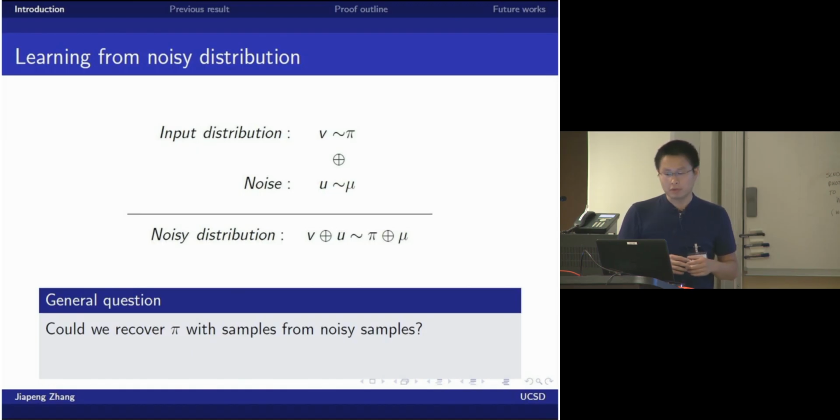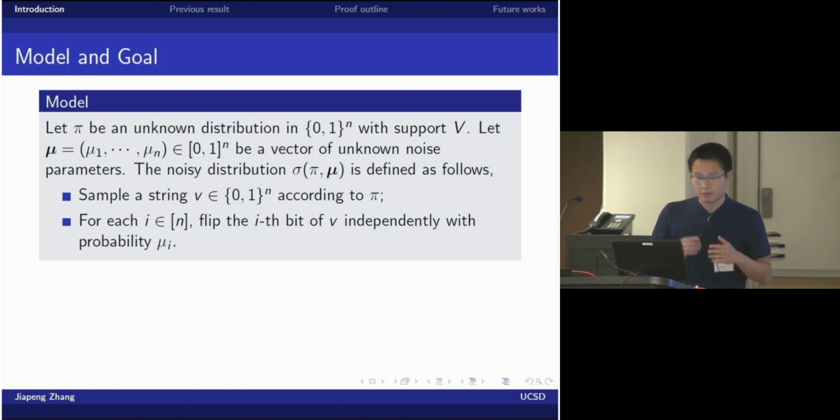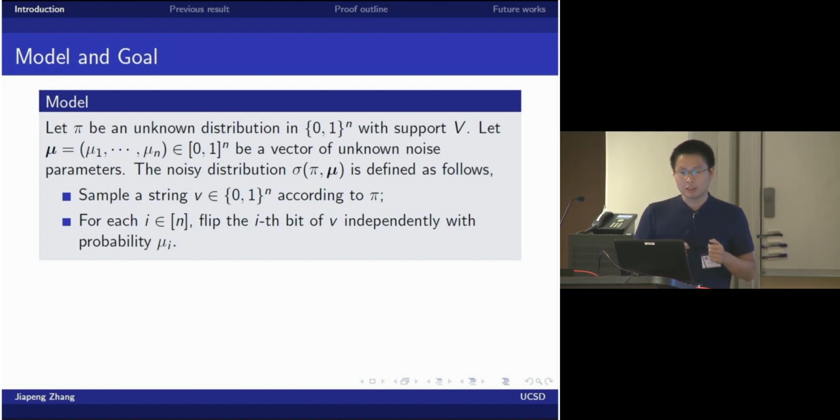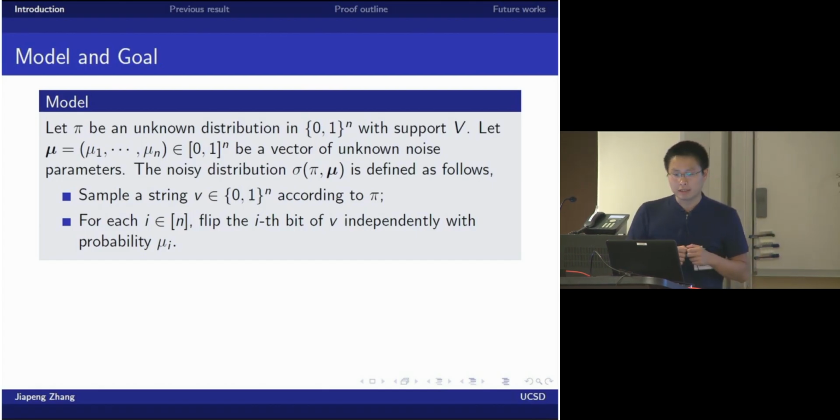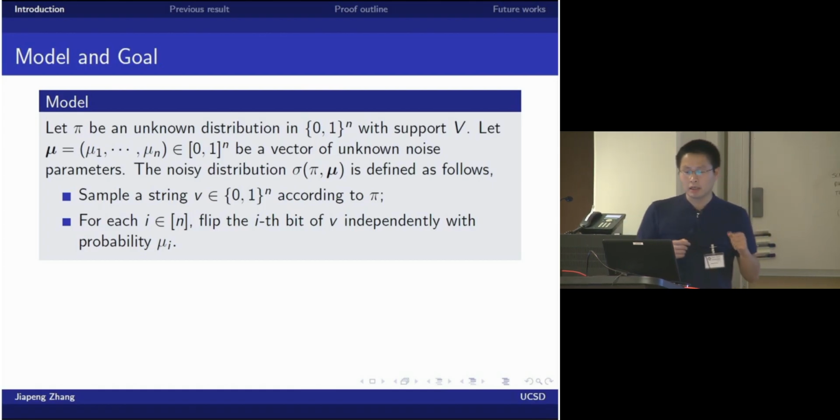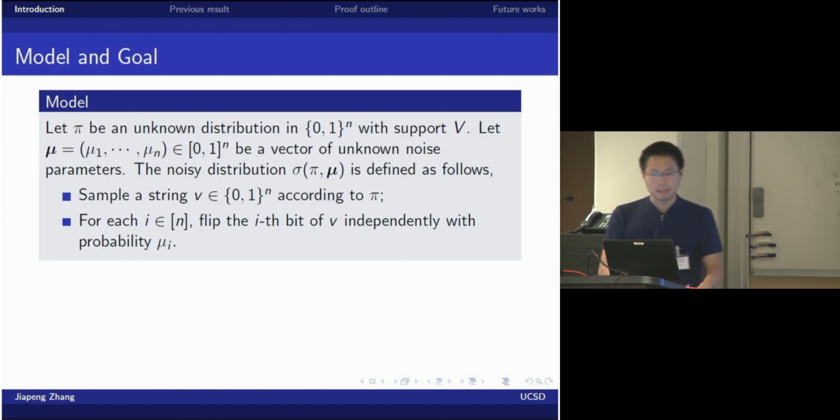In this work, we focus on Boolean strings, like in the previous talk. We can make our problem more specific and give the definition of the model. Let's say pi is an unknown distribution over Boolean strings with support v, and let's say mu is a vector of unknown noise parameters. In all of the previous results, all of the algorithms assume that the noise is known. So that is different.